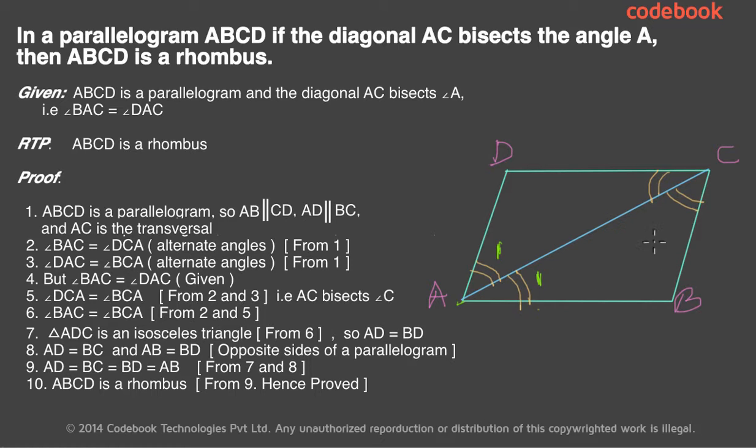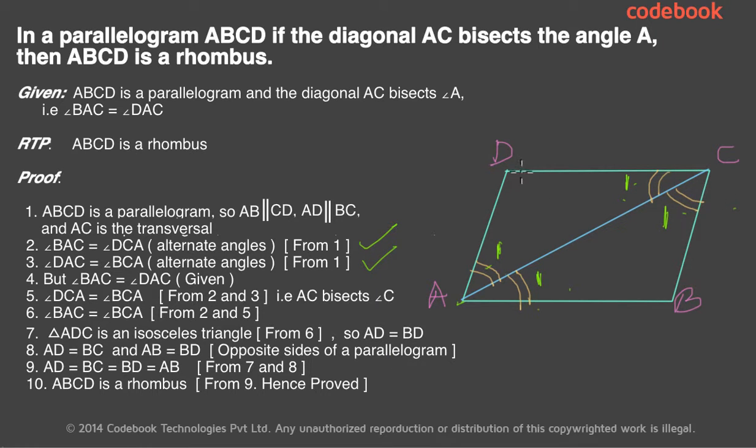But we also know that angle BAC and angle ACD are equal because CD is parallel to BA and AC is the transversal. So these two angles are alternate angles. So these two angles are equal. So that is what we are saying here. Similarly, angle DAC and angle BCA are also equal because AD is parallel to BC and AC is the transversal. So these two angles are alternate angles. So angle DAC is equal to angle BCA. So we have said that here.